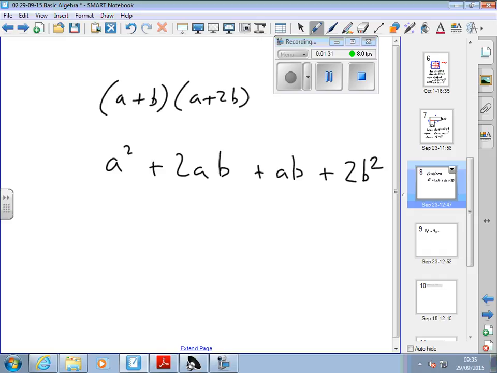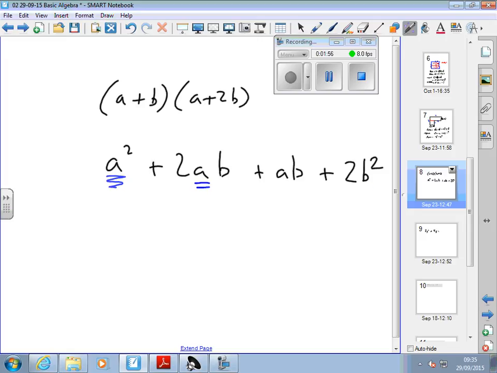If you got that, well done. If you didn't, have a look at it. Make sure you understand why it's that. Now I look at this. Are there any other terms involving a squared and only a squared? No. It's got to be exactly a squared. So the fact that that's an a doesn't help.